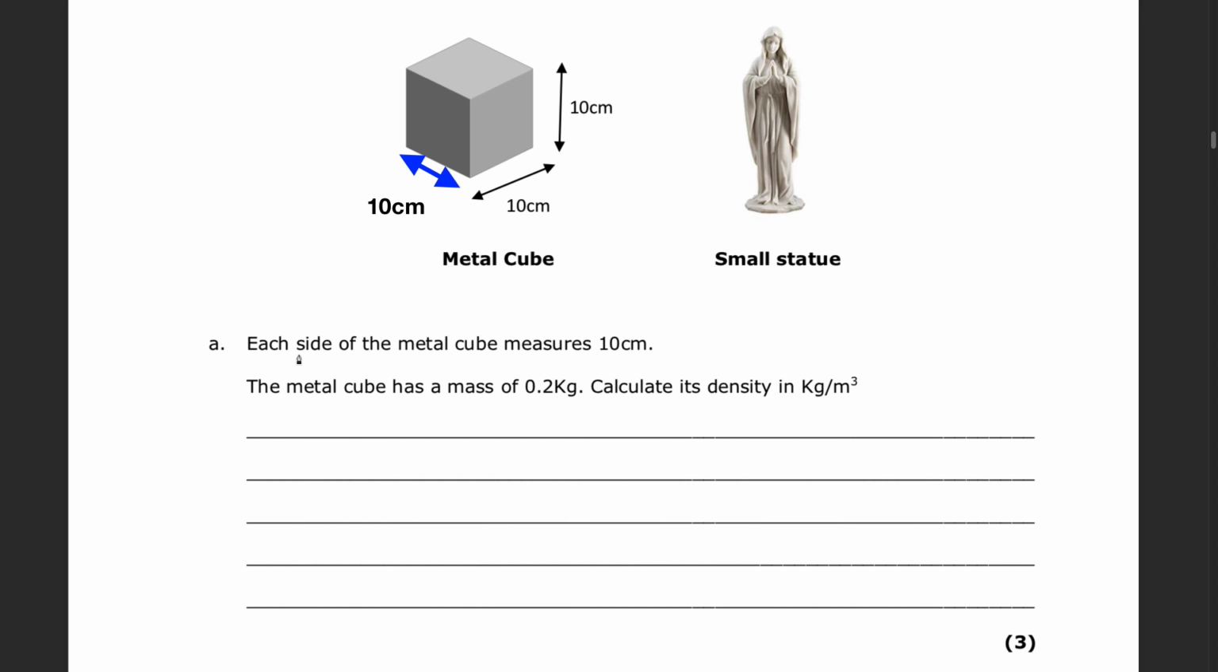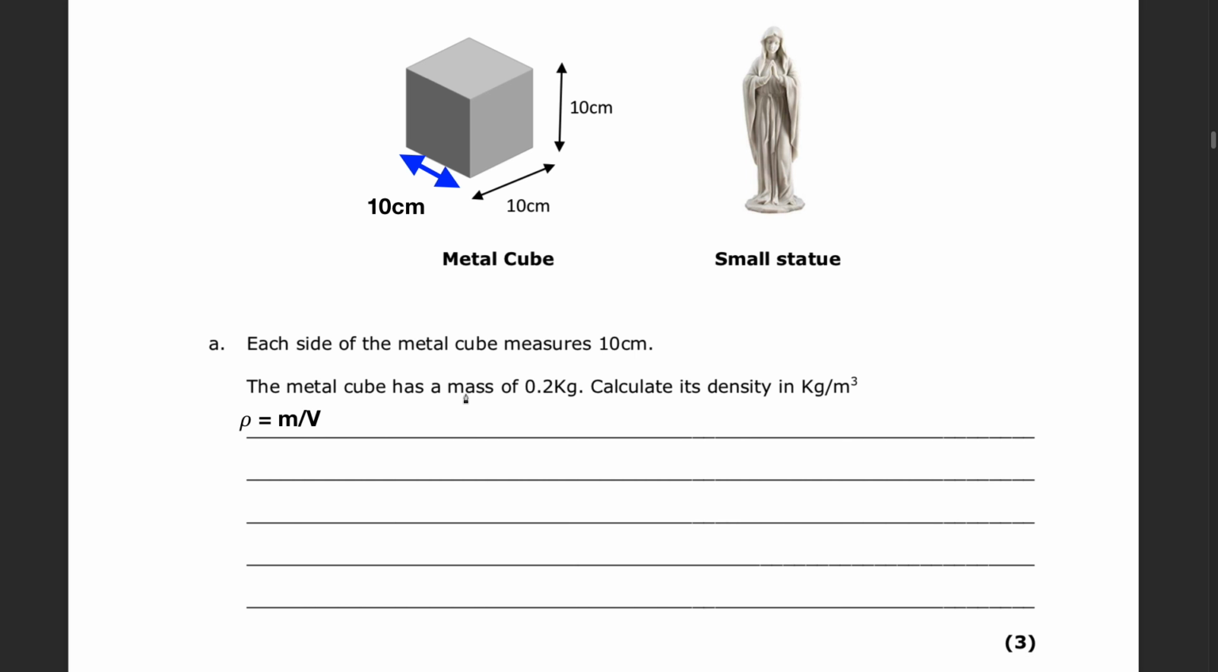Question A. Each side of the metal cube measures 10 centimeters. The metal cube has a mass of 0.2 kilograms. Calculate its density in kilograms per meter cubed. Now, to find the density, we must always start from the equation, which I will remind you, rho is equal to mass divided by volume. Density is equal to mass divided by volume.